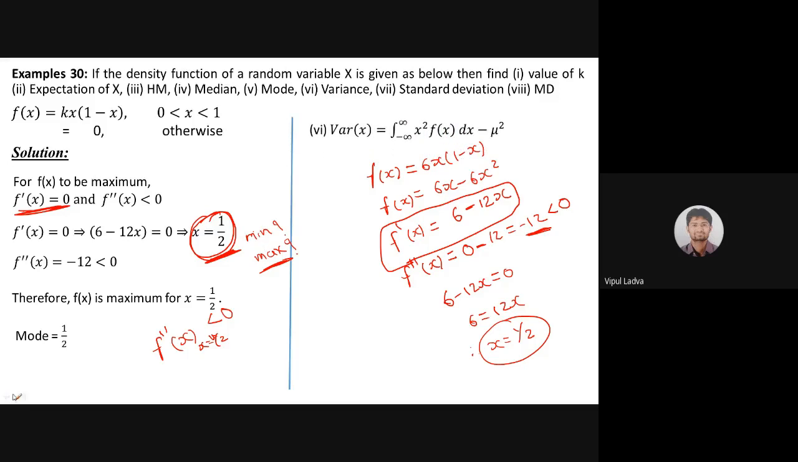Sorry, let me choose the pen once again. Yes. So we have decided whether it is maximum or minimum. This is maximum using the second derivative. So my mode is nothing but 1/2. Good. Now, okay, is there any problem in the mode? Tell me quickly. Any problem till now?